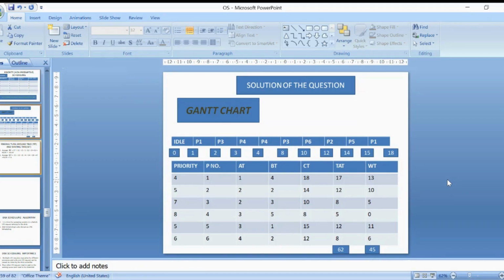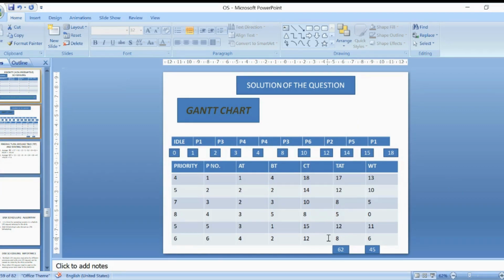Now P5 has higher priority than P1, so it will execute its one burst time. So now the Gantt chart becomes 15. Now in the end, P1 will execute its remaining 3 burst time. So in the end, the Gantt chart value becomes 18.